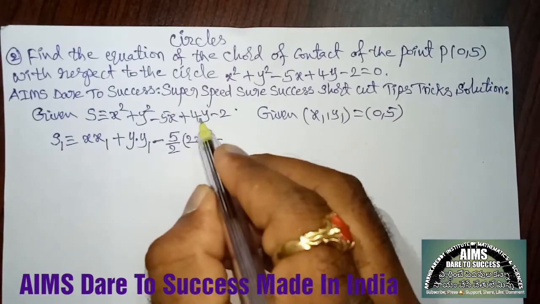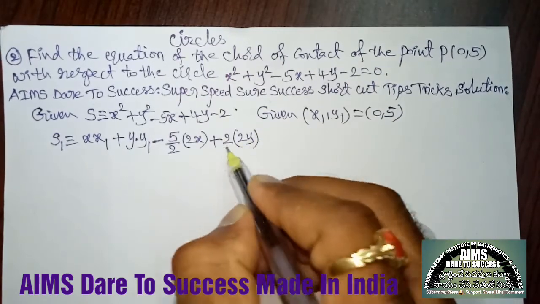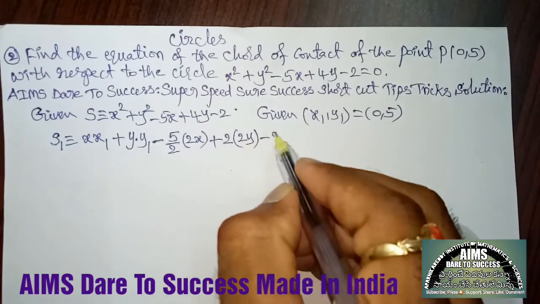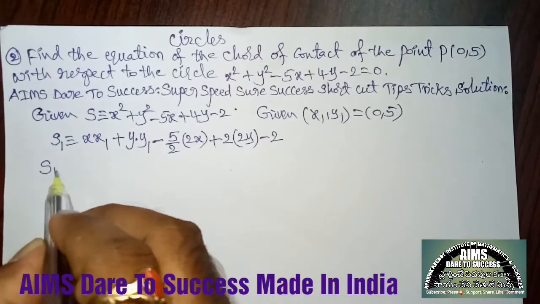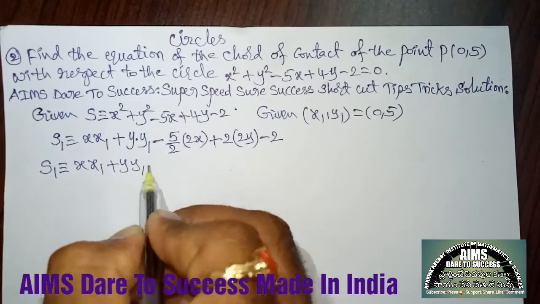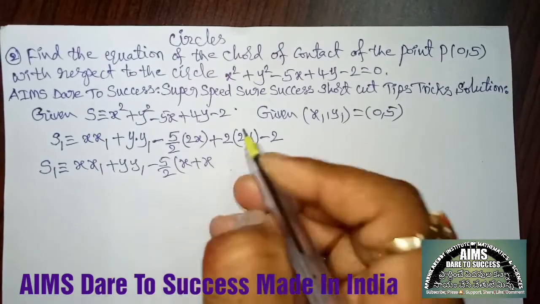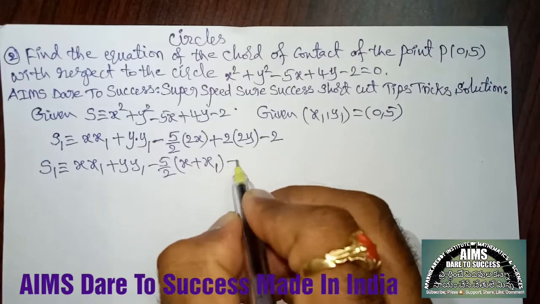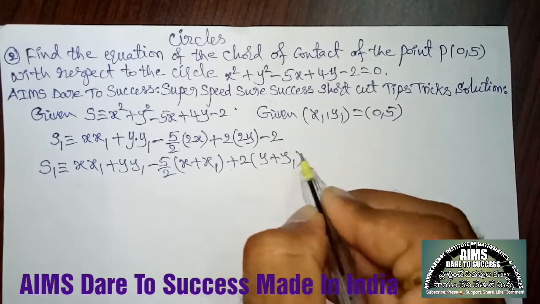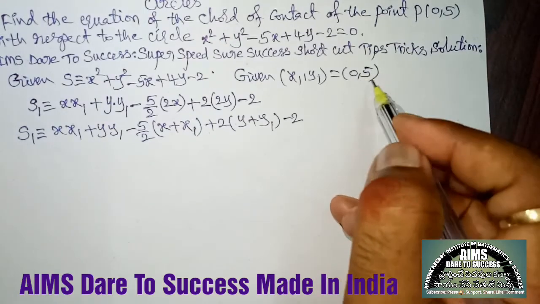After that plus 4y. The y coefficient is an even number, so take 2 common outside: one time of 2 and another time of 2, 2 twos are 4, so 2y inside minus 2. Then simplify in small steps: x1 plus y1 minus 5 by 2. This 2x can be written as x plus x1, one time of x, you can write x1 plus 2. This 2y can be written as y plus y1, one time of y, you can write it as y1 minus 2. Here you can substitute the x1 and y1 values.